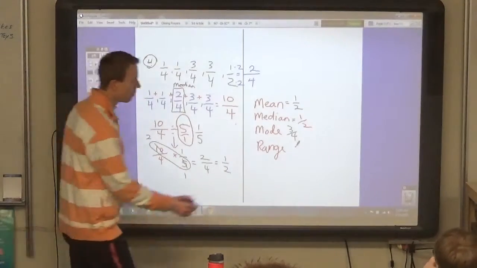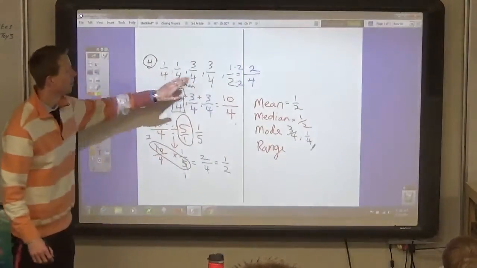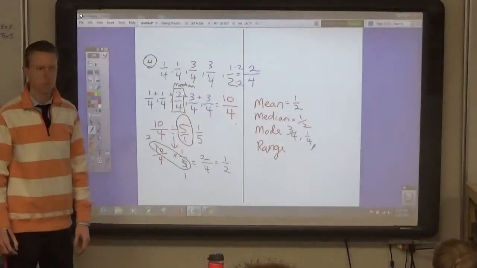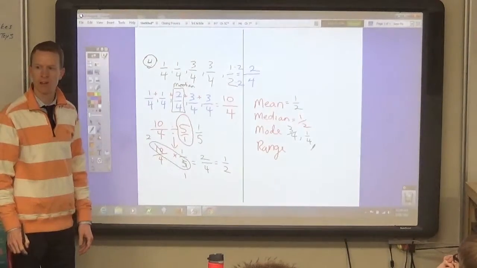Oh, 1/4 and 3/4, right. You're right, they both occur twice. Yep, so they are both the modes. Okay? And the range.